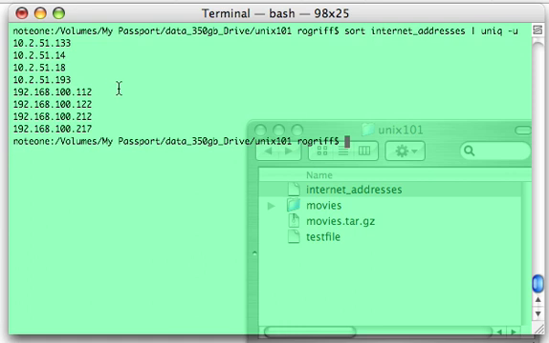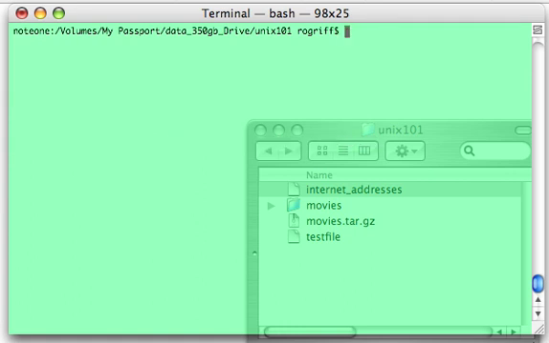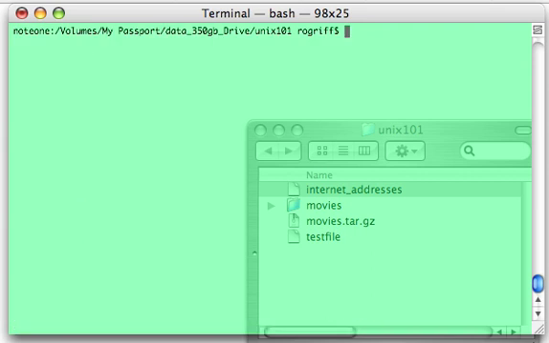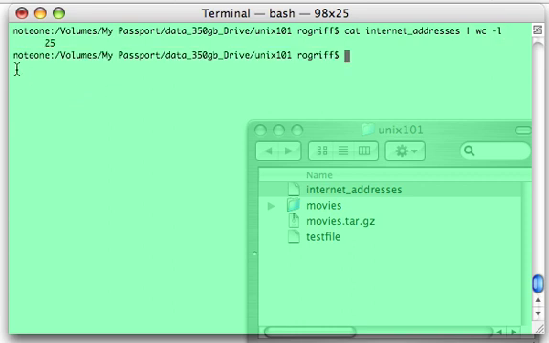Now, you might be wondering how this would be used or where this would be useful. Let's say in this internet address file, we wanted to find the count of all the IP addresses. We could simply say cat internet addresses and pipe it to wc minus l, or word count with the lines only, and we have 25 entries. So there are 25 addresses in the internet address file.